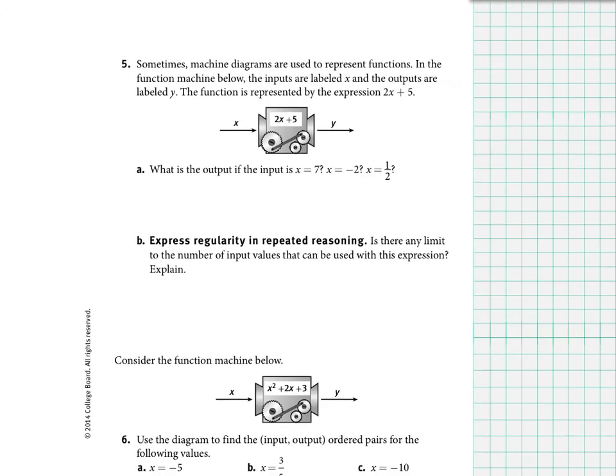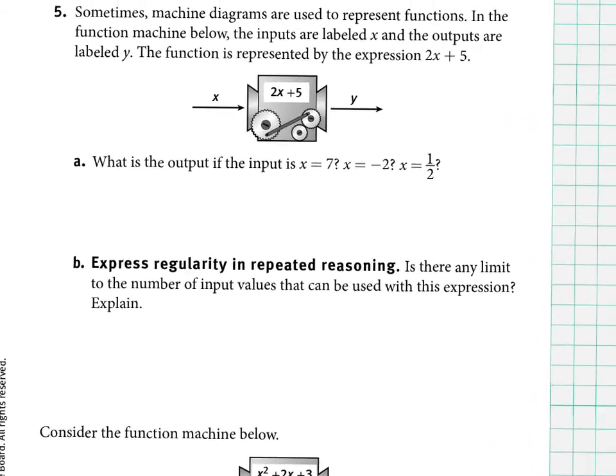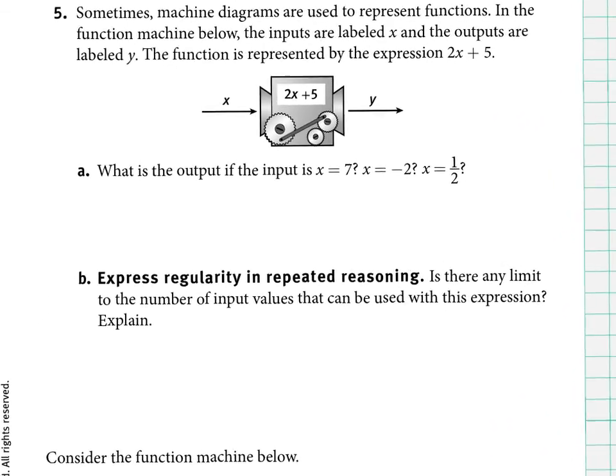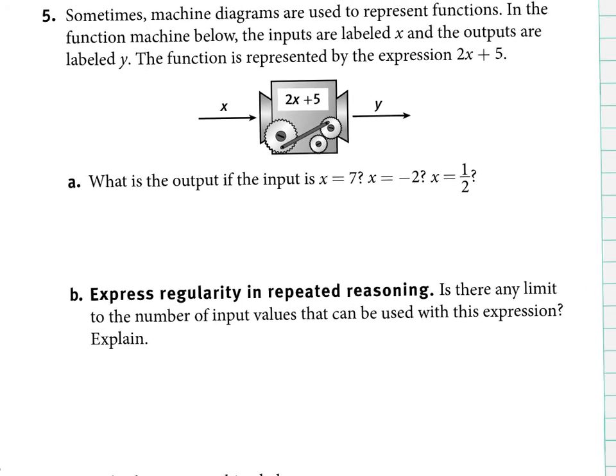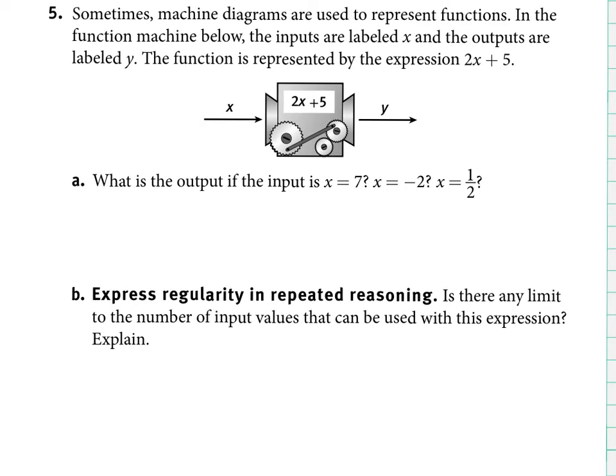Okay, 5 starts with this little machine looking thing here. This is called a function machine. Sometimes machine diagrams are used to represent functions. In the function machine below, the inputs are labeled x and the outputs are labeled y. The function is represented by 2x plus 5. So the x was your input, it goes into the machine. You put in x for the x in the function here, and then out will come a y.